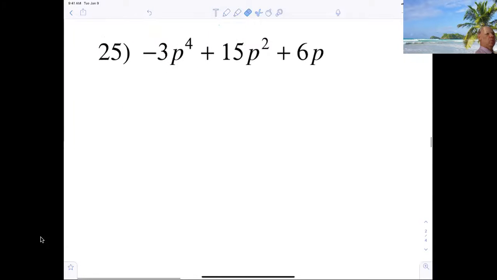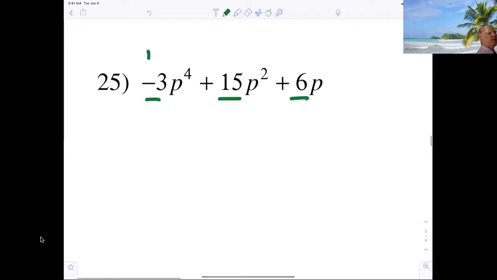Sienna, what's common with 3, 15, and 6? I'm not asking about that. I'm asking about the numbers. 3. Now listen to me, guys. You're not supposed to know this, Sienna, so don't worry. If the leading coefficient is negative, pull out the negative. So instead of 3, Sienna, it's going to be what? That's right. Negative what? Yes, negative 3. And then how many p's can I take out? 1. Beautiful. Divide numbers. Subtract exponents.